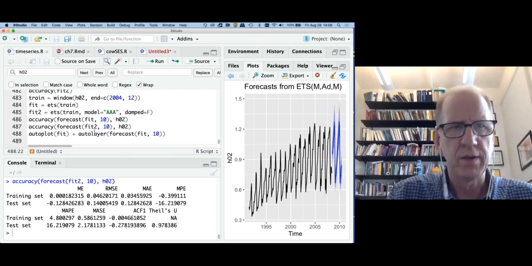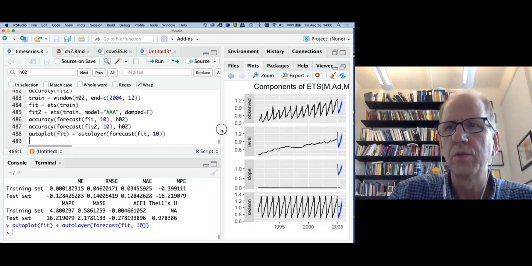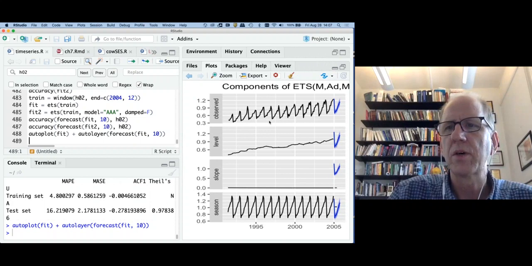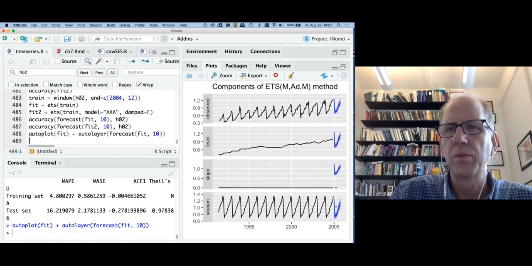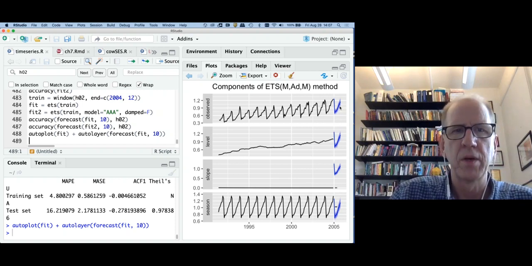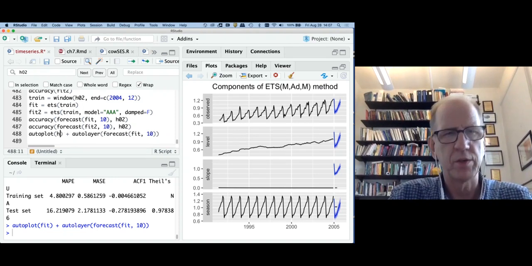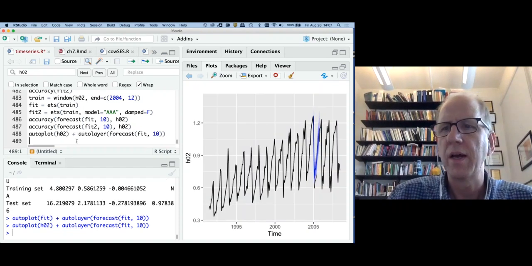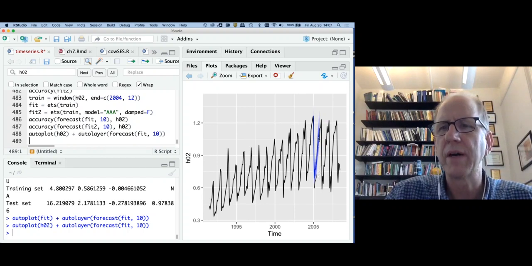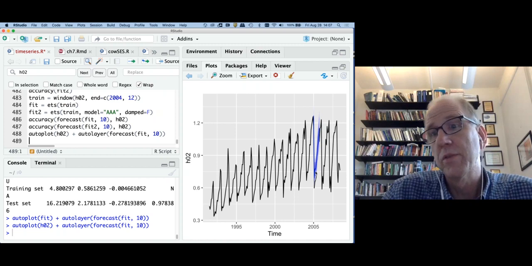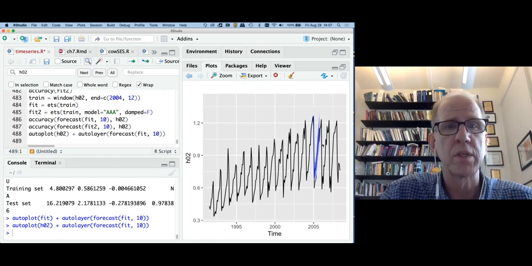Let's go take a look at the forecasts of how we're doing on this. And so what we see is we are capturing the seasonal part and the trend. So I think we're doing a decent job on this. I could have added the original data. In fact, why don't I do that? I'm going to go H02 here. And so here we get to see how our predicted values match up with the observed values, and it's looking decent.